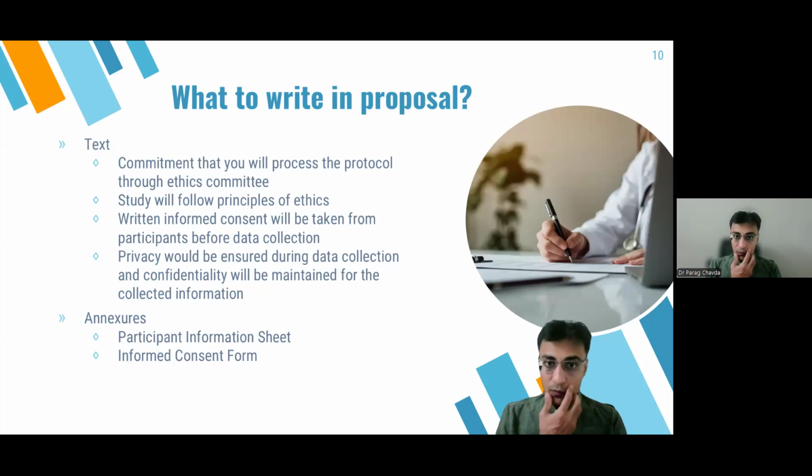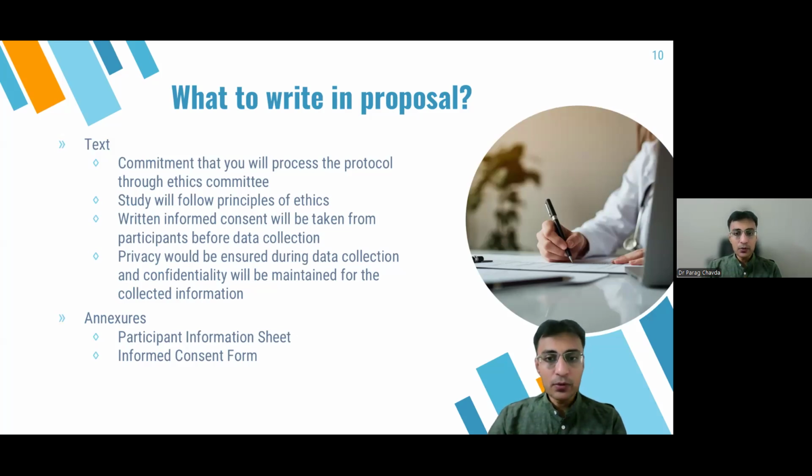Now the next question is, what do we write in the actual proposal about ethics? We understand that ethics is something which comes as part of the methodology section, right? So something would go into the text in the form of a paragraph in the methodology section, and something would go in the annexures as well. So what we can possibly write in the text is a commitment that we will process.